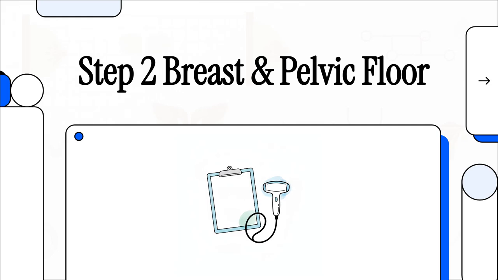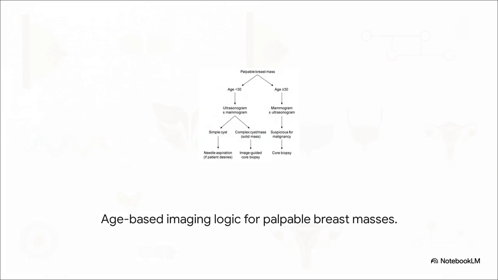Let's get right into the next best step logic for breast and pelvic floor presentations on Step 2 CK. When you're working through these questions, your moves are strictly dictated by clinical variables. We're talking patient age, symptom cyclicity, and things like vaginal pH. Starting with a palpable breast mass, age is your ultimate guide for imaging.